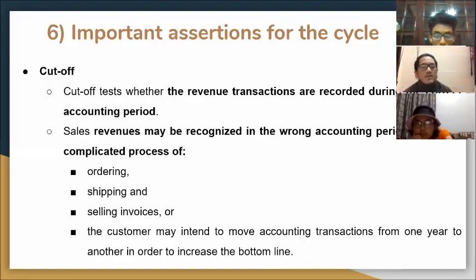Next assertion is cut-off. Cut-off tests whether the revenue transactions are recorded during the correct accounting period. Sales revenue may be recognized in the wrong accounting period due to the complicated process of ordering, shipping and sales invoicing, or the client may intend to move accounting transactions from one year to another in order to increase the bottom line.